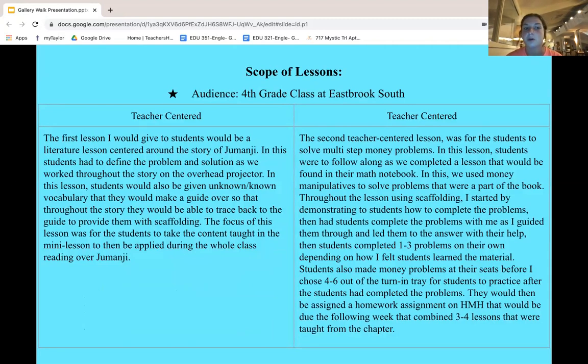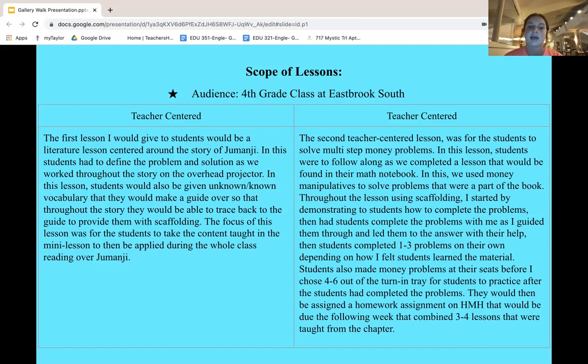I taught my first one on Jumanji, where students had to find a problem and solution that was occurring throughout the whole story. I started with a mini lesson where I introduced problem and solution, gave the kids some examples, and then I began reading the literature. I had the students first walk me through whether they thought something was a problem or a solution. Then I would give them a problem, or I'd give them a solution, and they would have to identify which one it was.